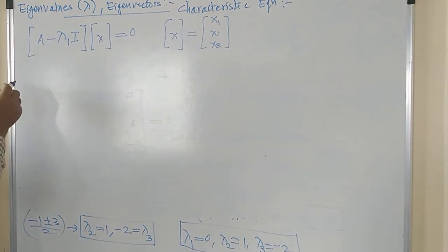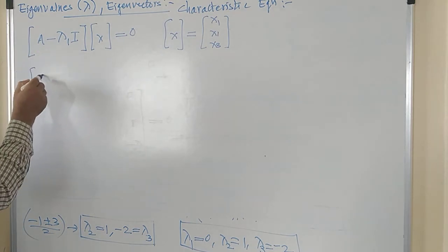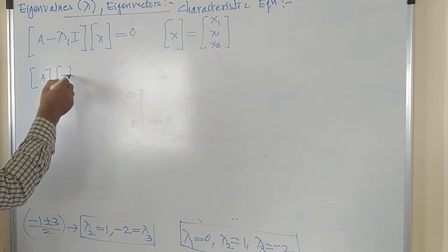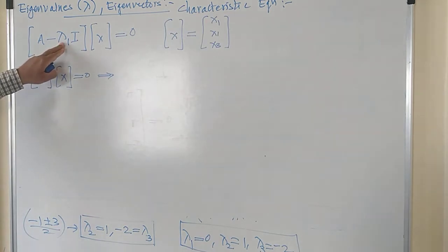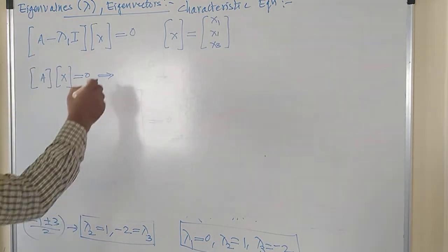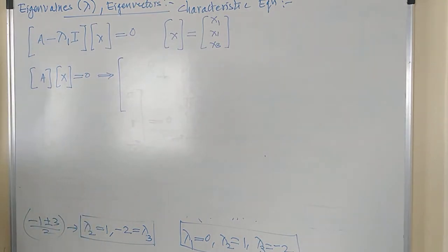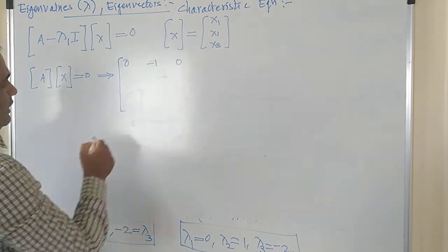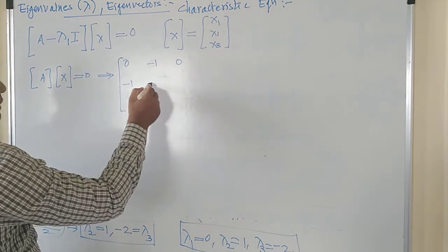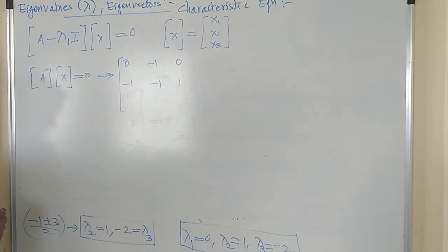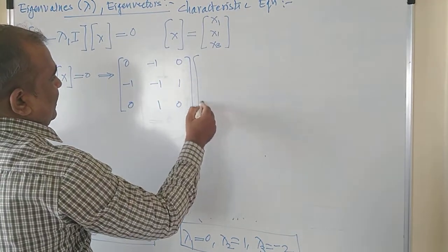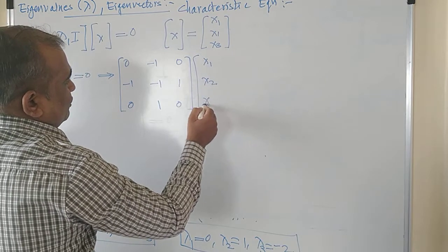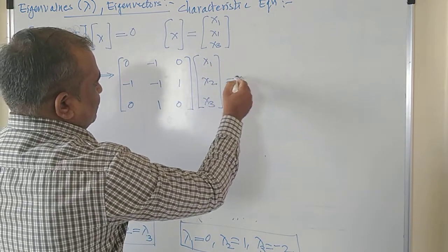So let's do it. For the first eigenvalue, we will get the matrix A times the eigenvector equals 0, being lambda 1 equals 0. So the matrix A is, now put the matrix: the first row is 0 minus 1 0, the second row is minus 1 1, and the third row is 0 1 0. And let's multiply this by x1, x2, x3 equals 0.